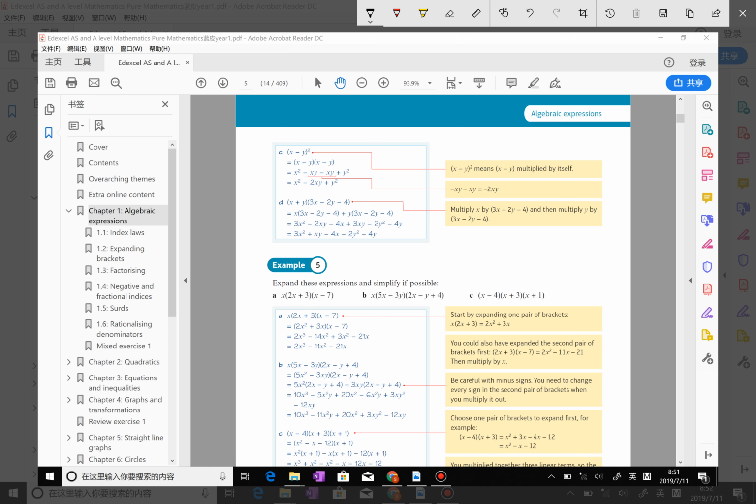First we use x times (2x plus 3). So we have the answer 2x squared plus 3x, then times (x minus 7). Use the method again. So the final answer we should have is 2x cubed minus 11x squared minus 21x.